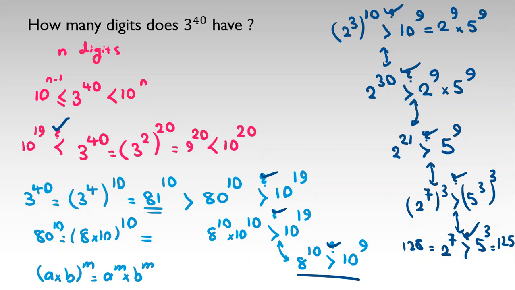3 to the 40 is greater than 10 to the 19 and less than 10 to the 20. So we can say it has 20 digits. And the problem has been solved.